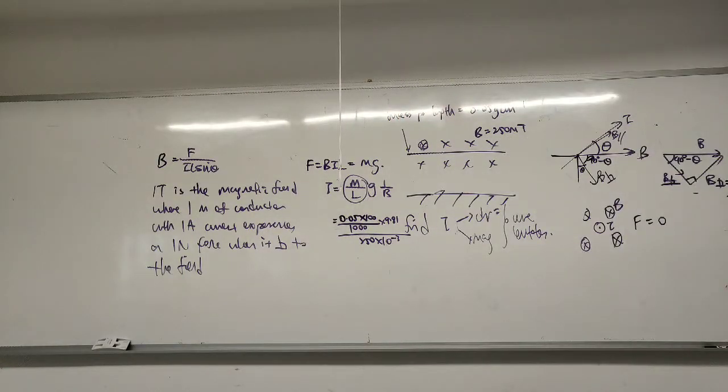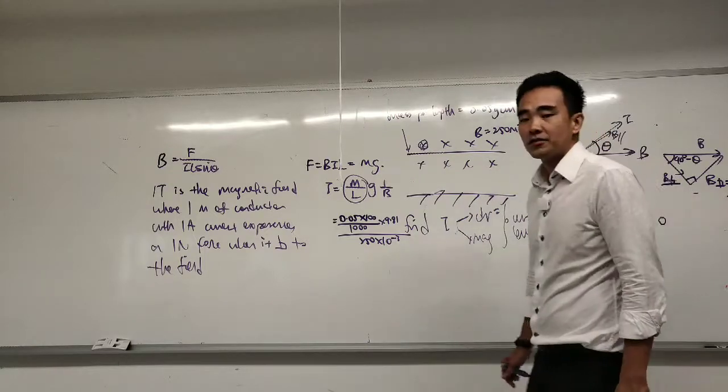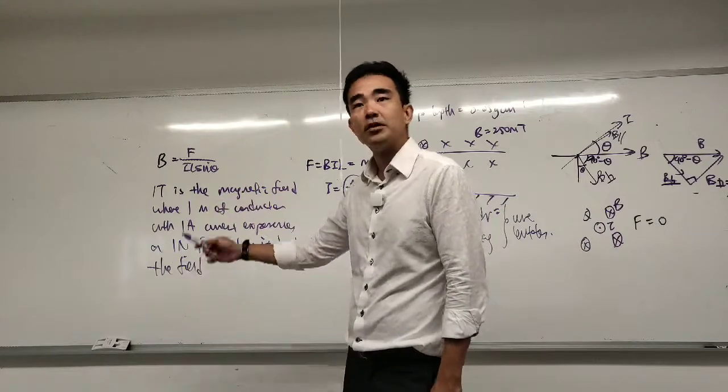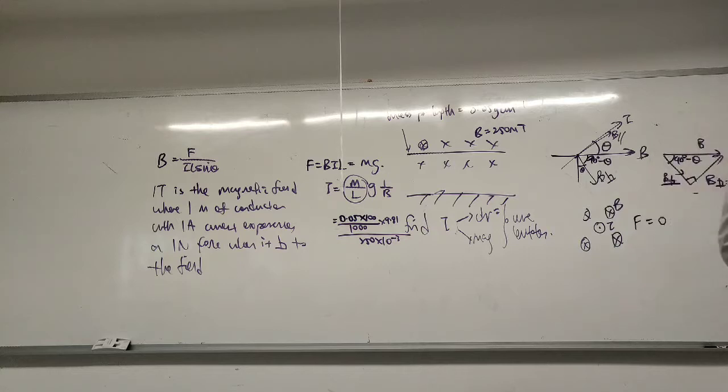And this is a very important thing. This defines how we quantify a value called magnetic field strength, where 1 meter of conductor with 1 ampere current experiences a 1 Newton force when it is perpendicular to the field. But if they ask you to define magnetic field strength, then you just need to say that it is defined as the force per unit current per unit length of a conductor perpendicular to the field. Okay? So just per unit per unit.